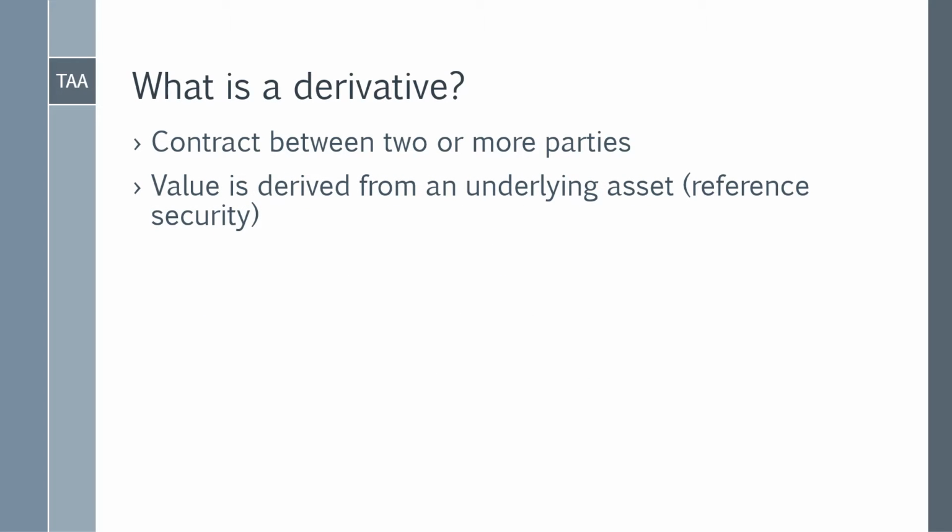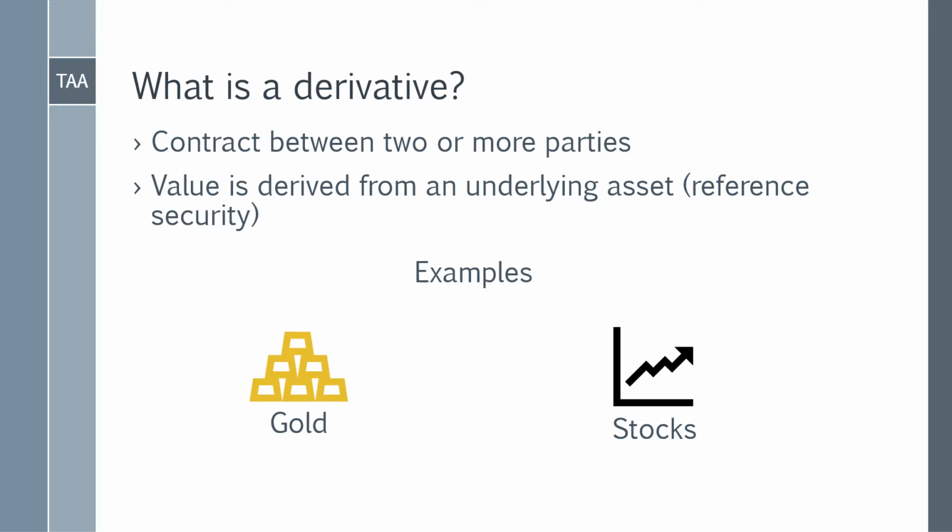So let's start with what is a derivative. A derivative is basically a contract between two or more parties. The value behind it is through an underlying asset, also known as a reference security. There are many different things this underlying asset could be. For example, it could be gold, it could even be sheep, it could be oil. There's a lot of different things it could be, but for our intents and purposes, it will be stocks.